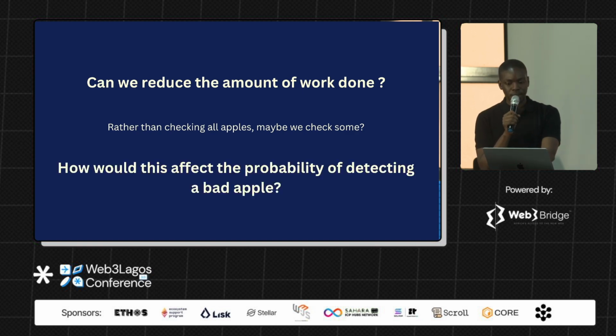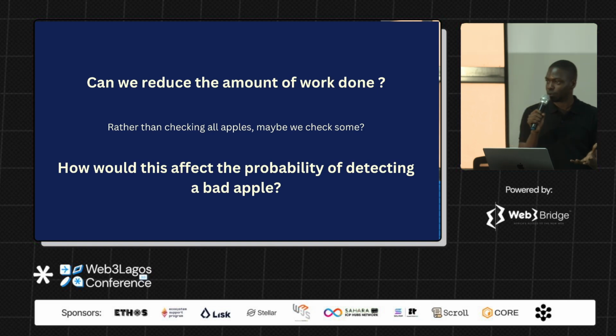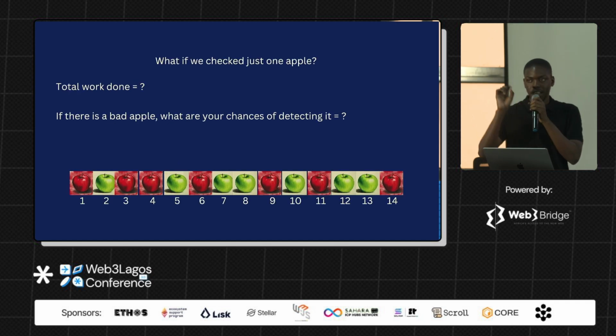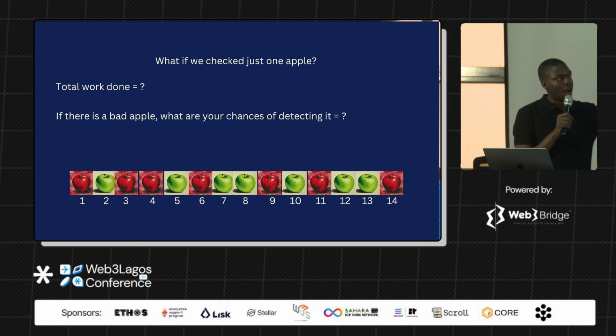So let's say we're just checking one apple. We need to figure out, can we still detect errors? Like if there's a bad apple in there, are we still going to be able to detect it? Okay, so using the check-one-apple strategy, how many checks would we have to do here? Just one, right? Because we're just checking one.